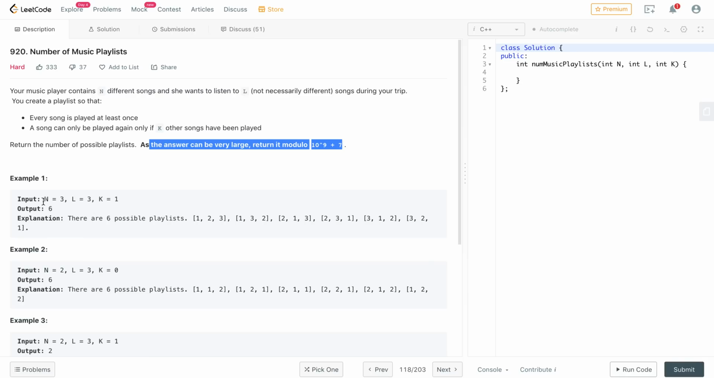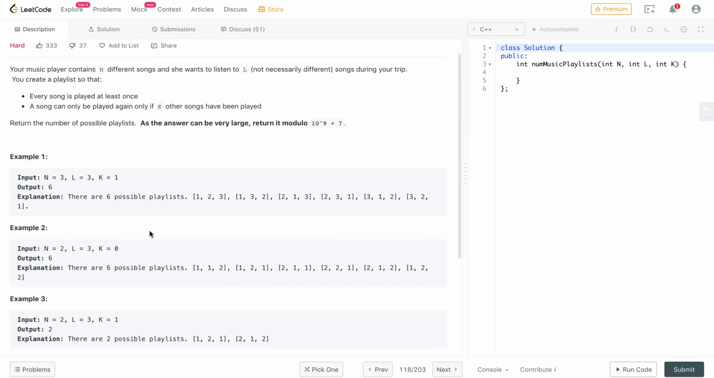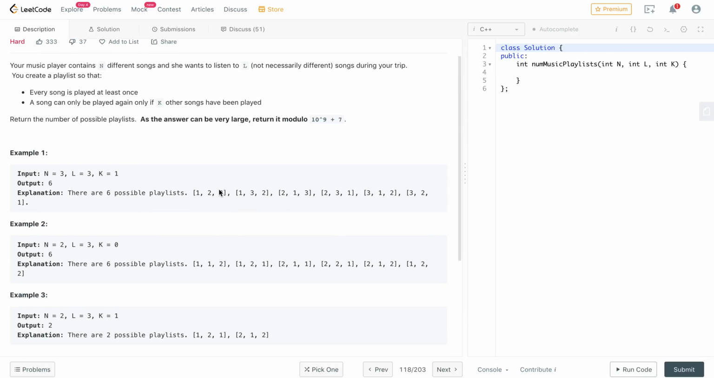And as the answer could be very large, we need to return it modulo 10 raised to power 9 plus 7. For example, for n equals 3, l equals 3, k equals 1, the possible answers are 1 2 3, 1 3 2, and so on. That means play the first song, then third, then second, and similarly other ways. Just keep in mind here k was 1, so none of the songs could have been repeated.